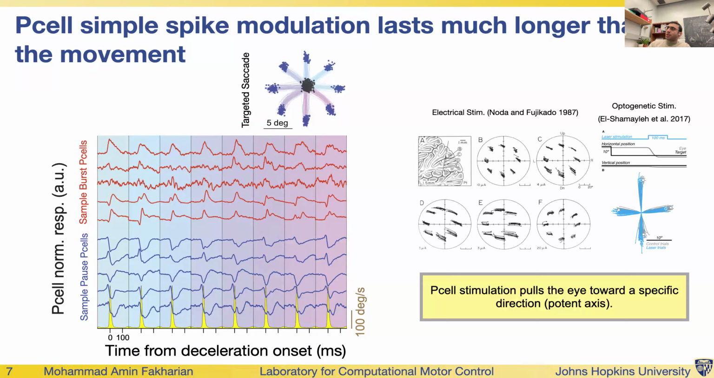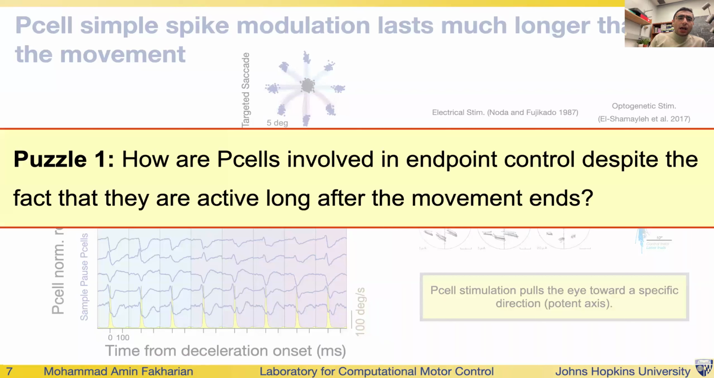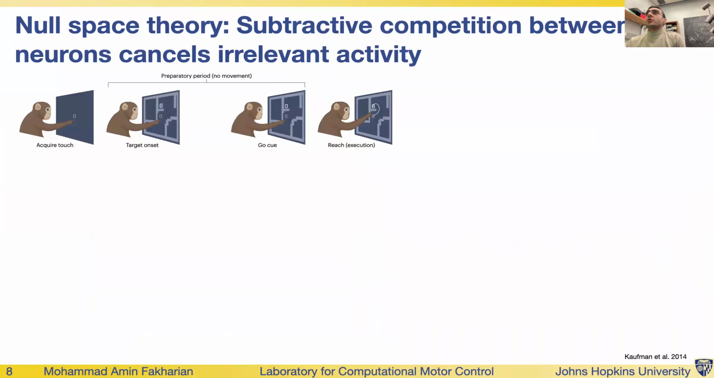However, stimulation studies have shown that Purkinje cells pull the eye toward a specific direction, which we call the potent axis, which has been shown by Noda and Fujikawa by electrical stimulation, and more recently using optogenetic stimulation in macaques by Shadmehr. So the question is how are P cells involved in endpoint control despite the fact that they are active long after the movement ends? People have talked about this in motor cortex, and one of the working hypotheses from the Mark Churchland lab is the null space theory, which suggests that the activity of neurons cancels each other during their irrelevant period.